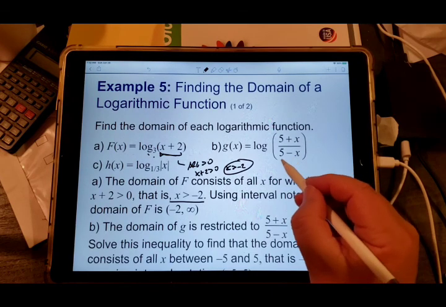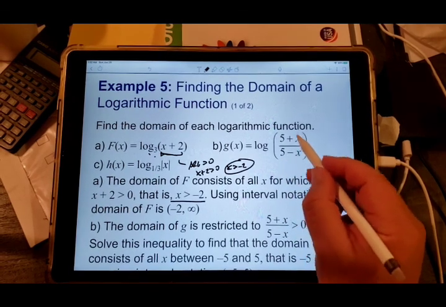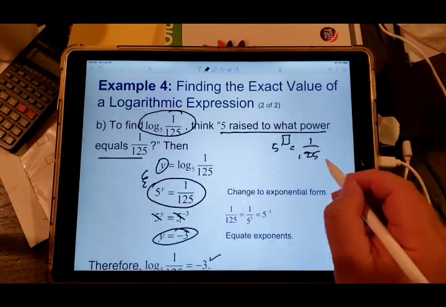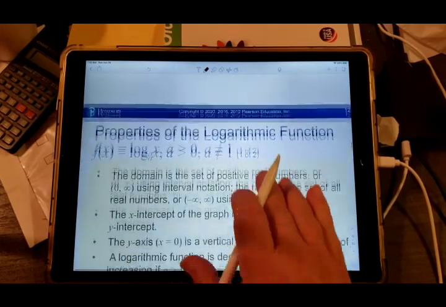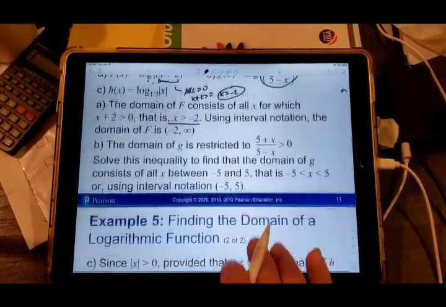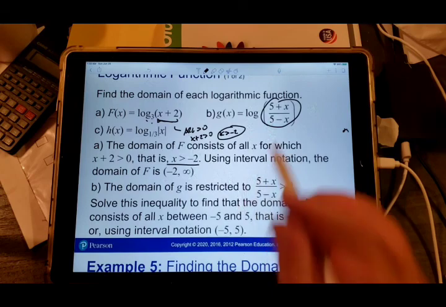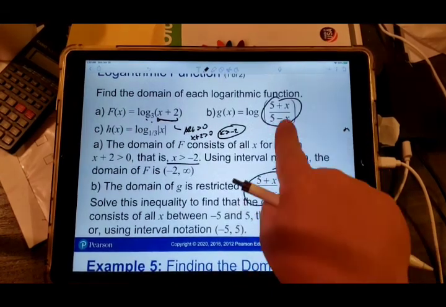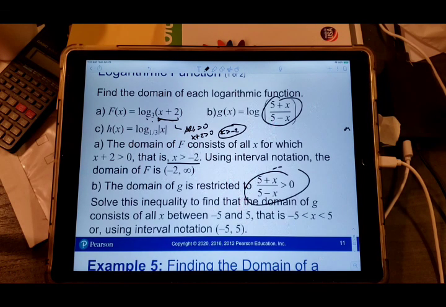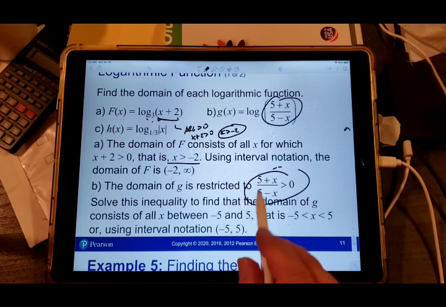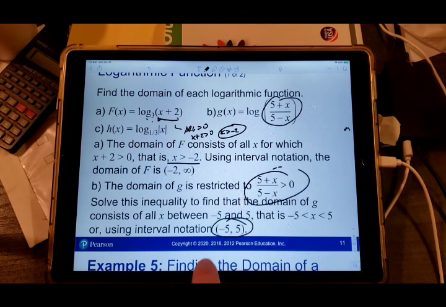All right. How about this one? Here's the argument. Okay. There it is. What do we do? We just say, you know what? Argument greater than 0. And then solve that inequality. When you solve the inequality, you'll find that it's greater than 0 between negative 5 and 5. So that would be the domain.